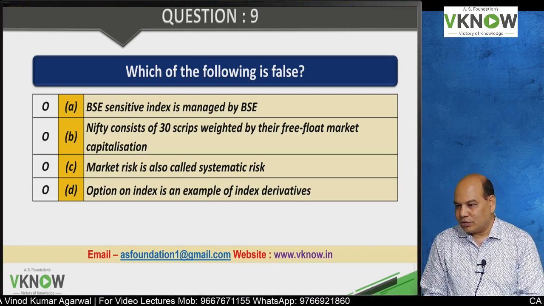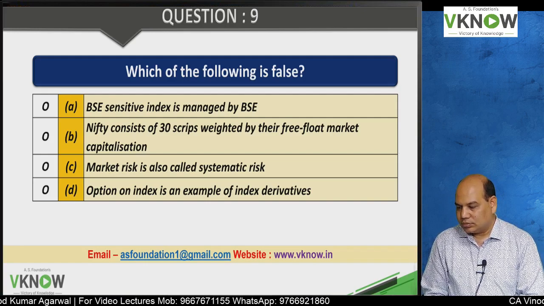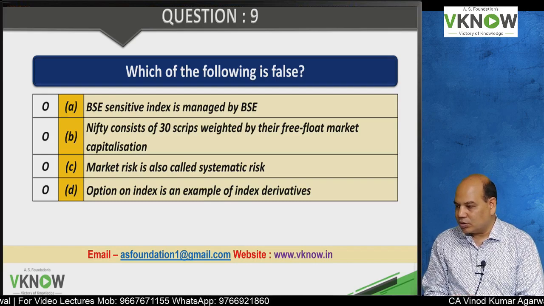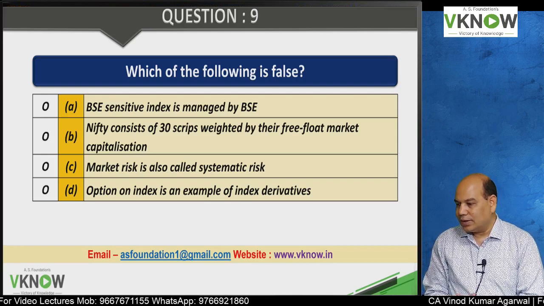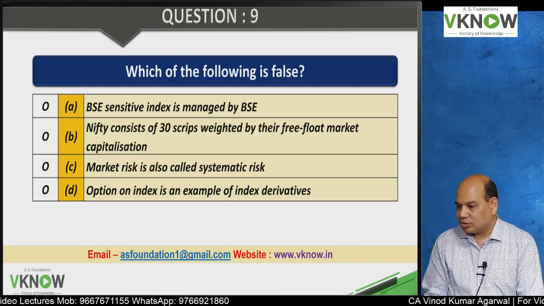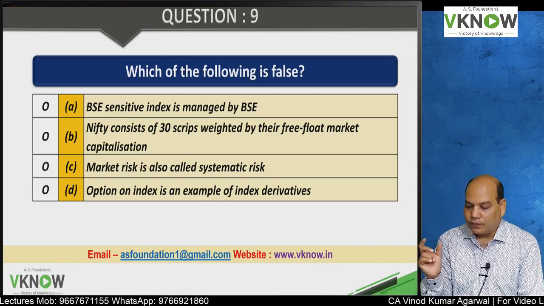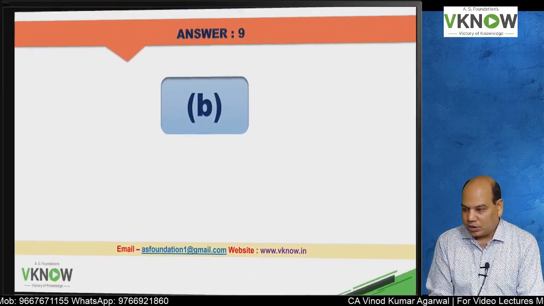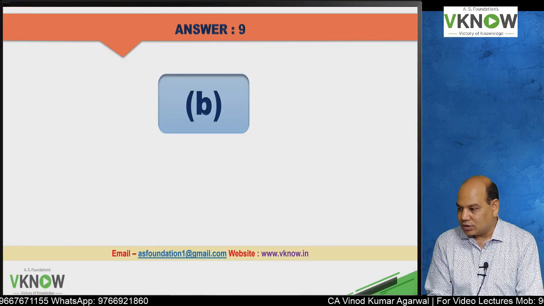Which of the following is wrong? Out of 4 options, 3 options are right. 1 is wrong. Which option is wrong? You are right. Option B is wrong. Nifty consists of 50 scripts, not 30 scripts. Option B is wrong. Very good answer.